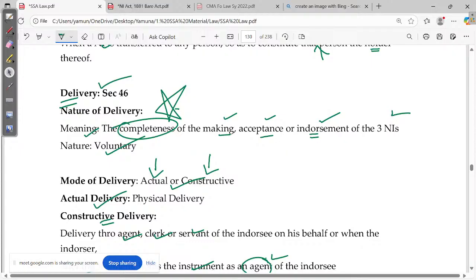Okay, if I endorse it and keep it in the table drawer myself, how will you know? It's not brought to your knowledge, right? It has to be brought to your knowledge. How does it have to be brought to your knowledge? Not by phone call and all. It has to be delivered to you. Okay, it has to be delivered to you.